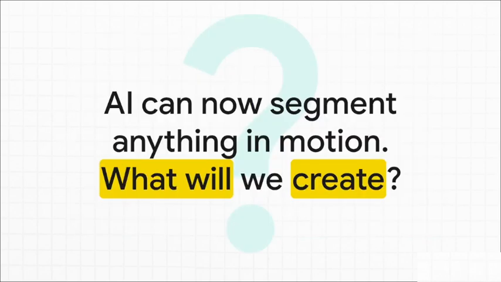So what does all this really mean? It means we now have a tool that can understand and isolate objects in our dynamic, messy, moving world. From next-generation video editing and special effects to smarter robotics and augmented reality, the possibilities are just starting to open up. And that leaves us with the only real question left. What are we gonna build with it?